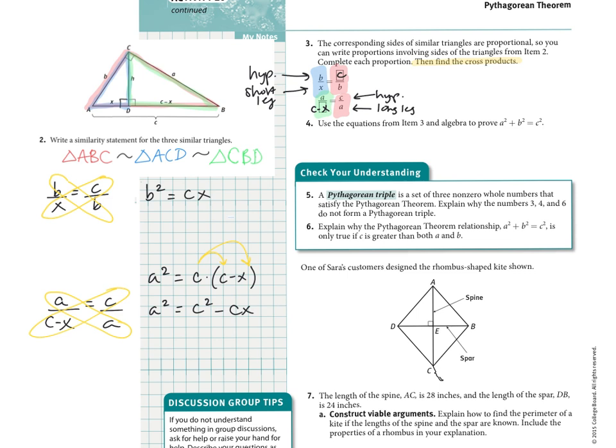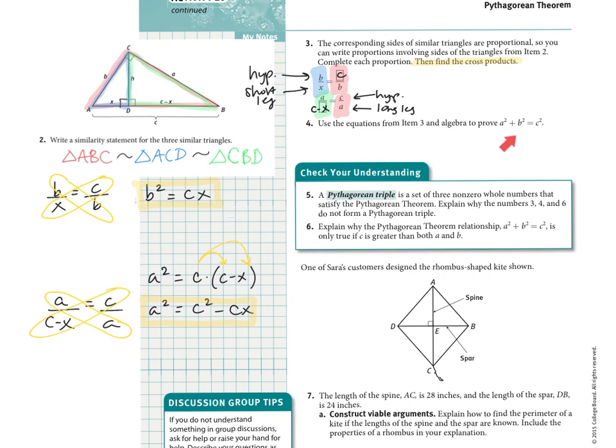So the two pieces that we're looking at are this equation and this equation. Those are the two pieces we got. So that's going to build off into number 4. It says use the equations from number 3, so those two equations, and we're going to use a little bit of algebra to prove that a squared plus b squared equals c squared.